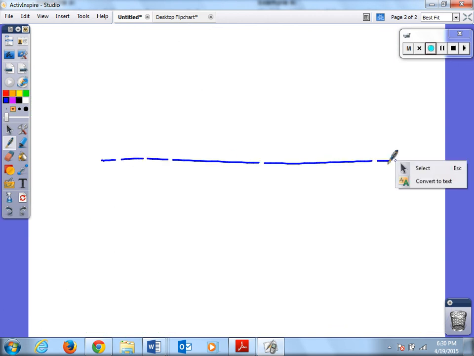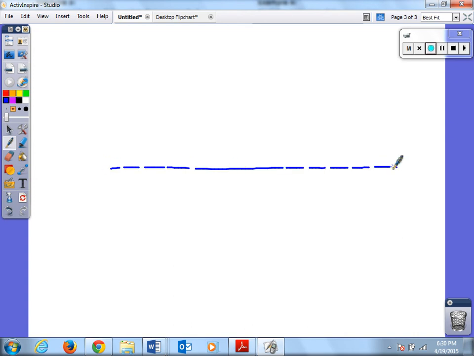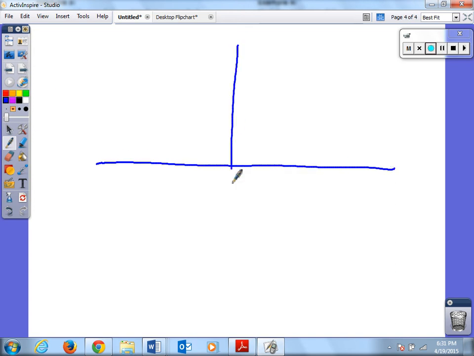A couple ways we could do this. Let me try that again. Okay, so we have negative 19, 53. That's good enough. And we're going to find the distance between that and the point 0, 0.